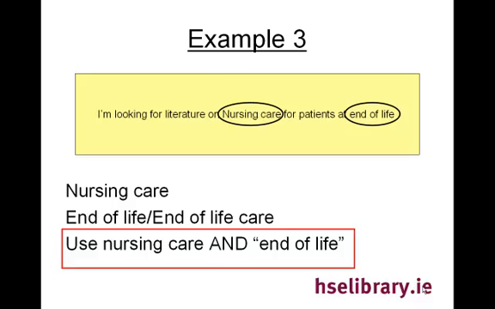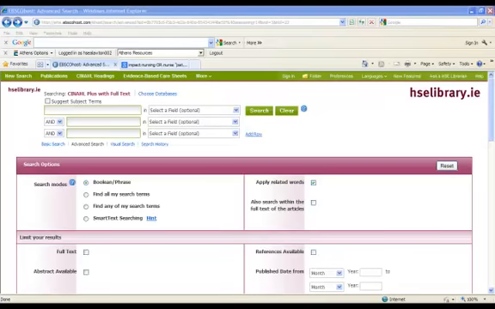In this example, we are looking for literature on nursing care for patients at end of life. Use the terms in the red box to search. There are a limited number of synonyms for this search. Now let's try entering end of life as an example of phrase searching into the Cinahl Advanced Search. Remember to use inverted commas for the phrase searching.